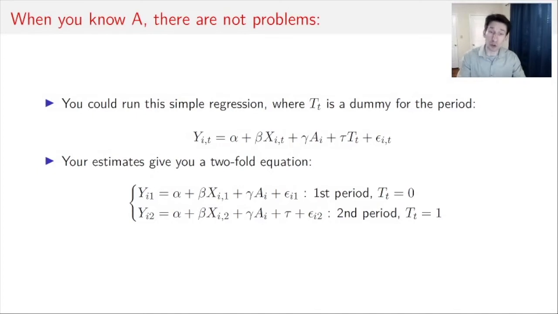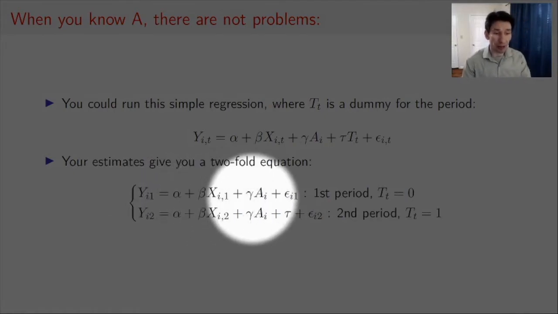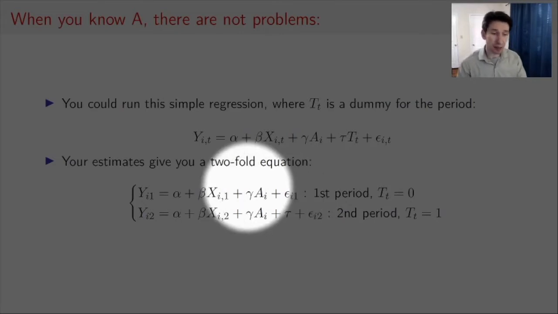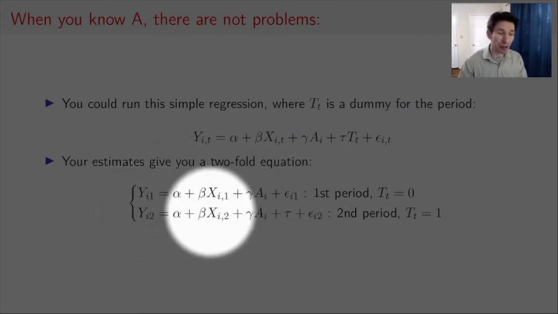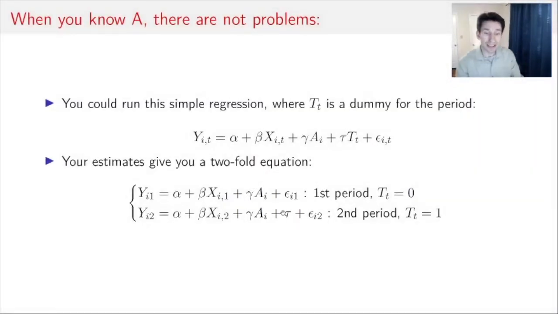Assuming we only have 2 periods for now, before and after, your estimates will give you a twofold equation, right? In period 1, you interpret it as yi is equal to alpha plus beta x plus gamma a, plus that error term, and in the second period, you have the same thing plus tau. What does tau do here? Tau actually just shifts the intercept for the second period, for t equals 1.